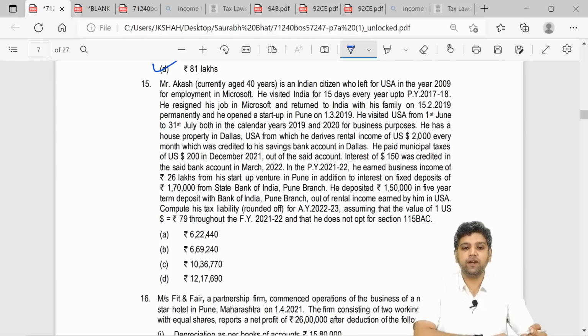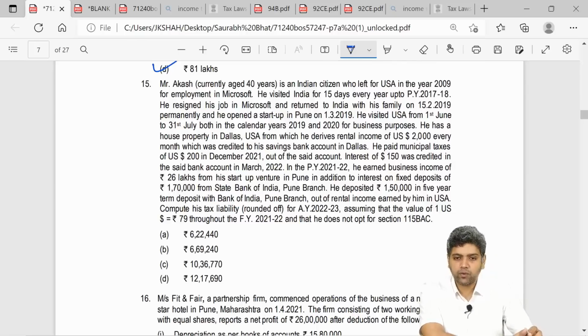In previous year 21-22, he earned business income of 26 lakhs from his startup in Pune, in addition to interest on fixed deposit of 1,70,000 from State Bank of India, Pune. He deposited 1,50,000 in 5-year term deposit with the Bank of India Pune branch out of rental income earned in US. Compute tax liability rounded off for AY 22-23, assuming that $1 stands for 79 rupees throughout financial year 21-22 and it does not opt for section 115 BAC.